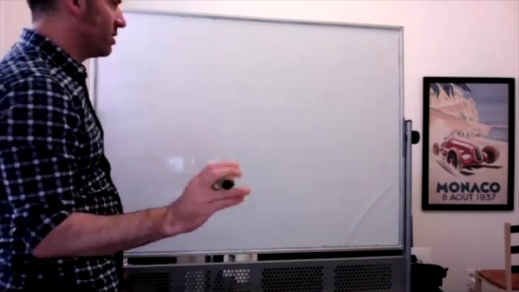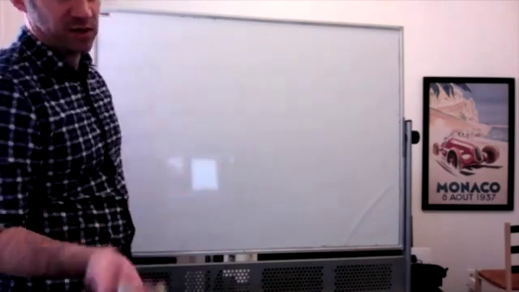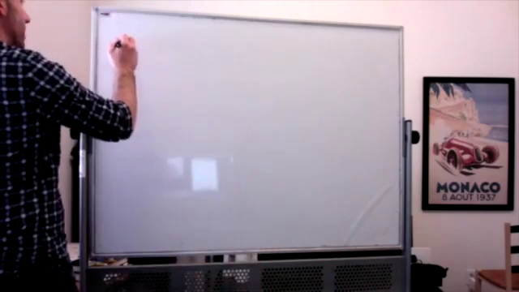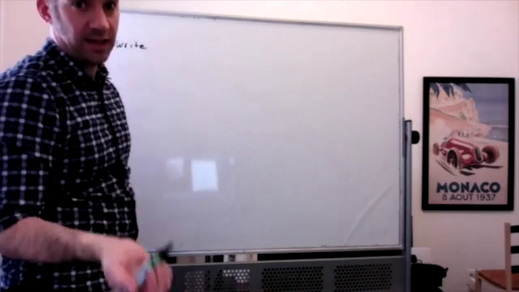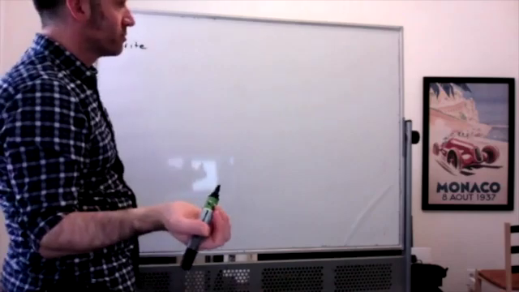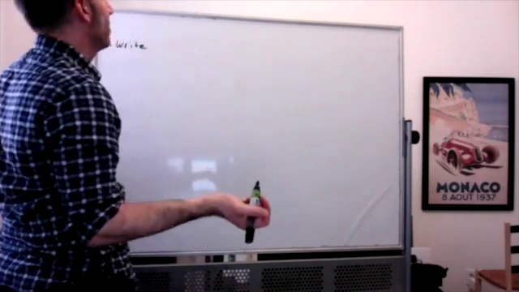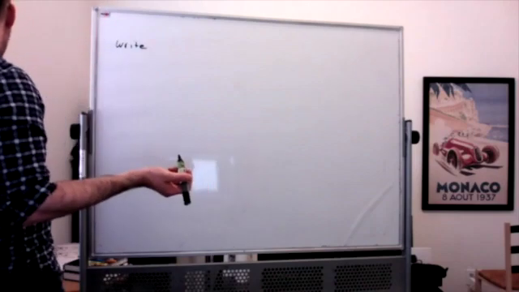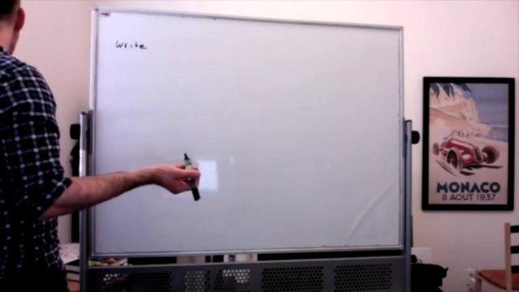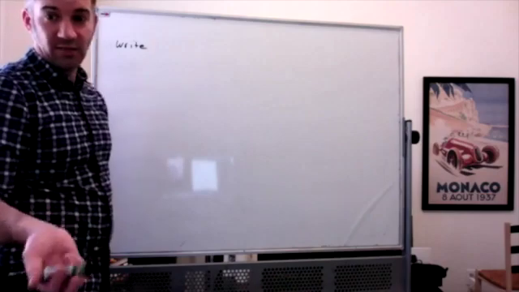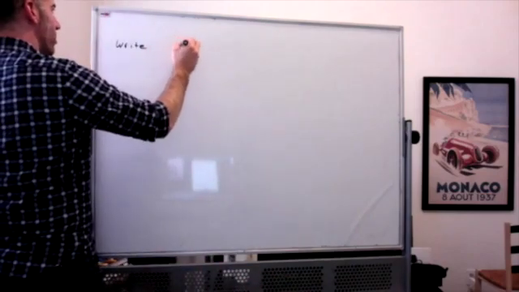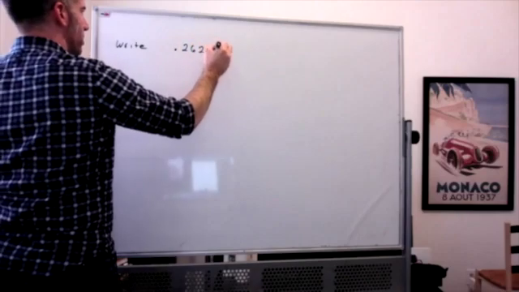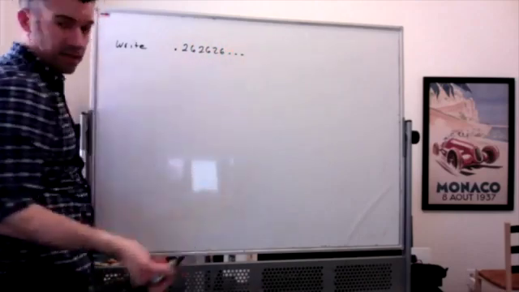I know we didn't do any of these, but sometimes teachers will ask you to write a repeating decimal as a fraction. So for example, what if I wanted to write the repeating decimal 0.262626 as a fraction?